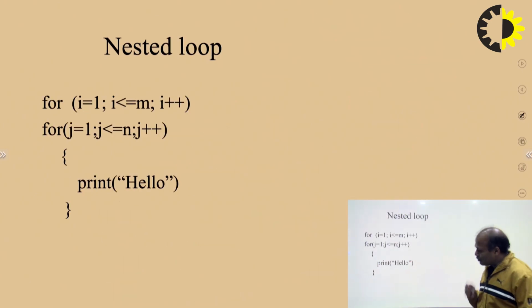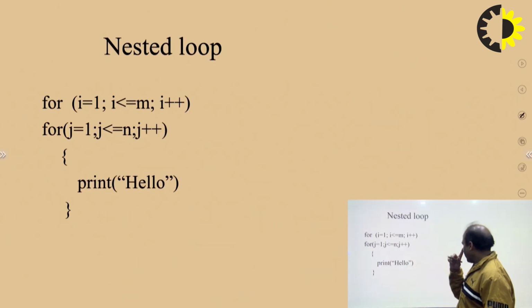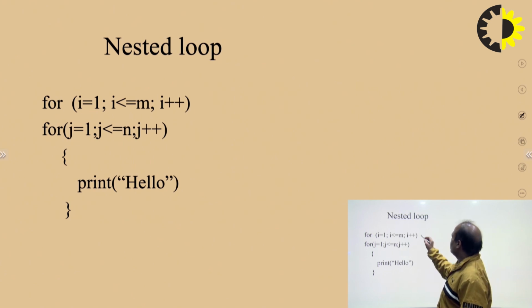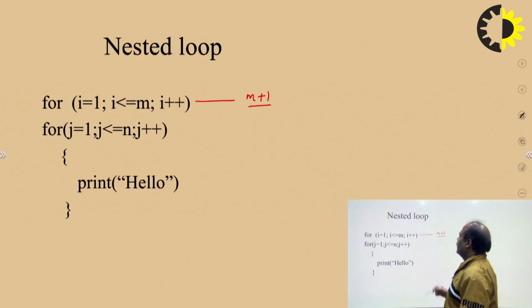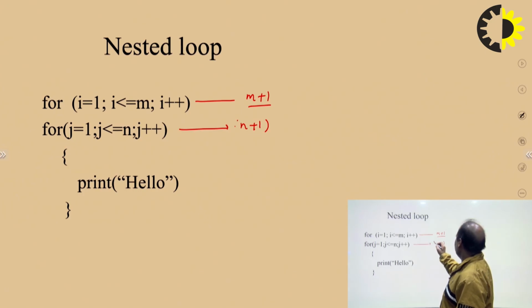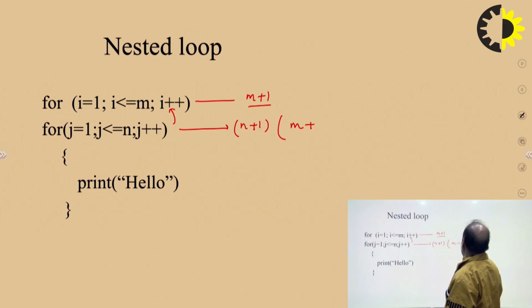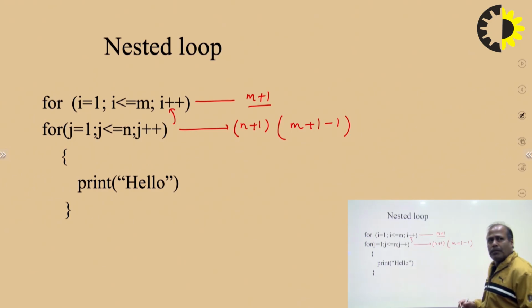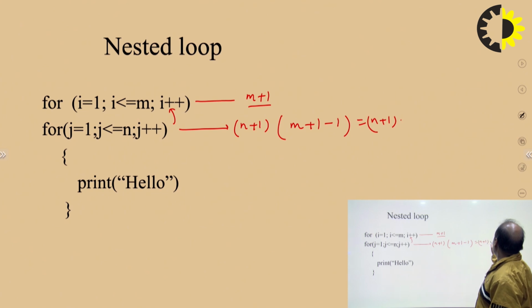So let's have the concept of nesting of loops. If you talk about a nested loop, you look at here. This is like m plus 1, just like we did in the previous question. And in this type of question, this is n plus 1, but remember this is the body of the previous loop. Whenever this is the body of the previous loop, the previous loop is running m plus 1 times and this will be m plus 1 minus 1. So this of course is n plus 1 into m.